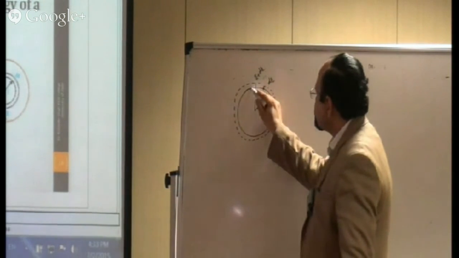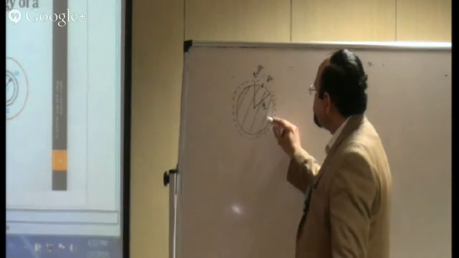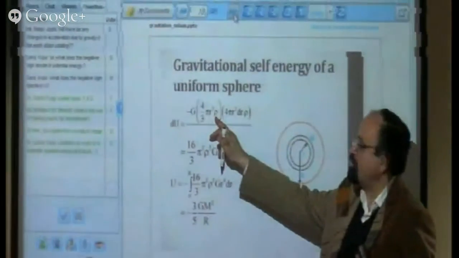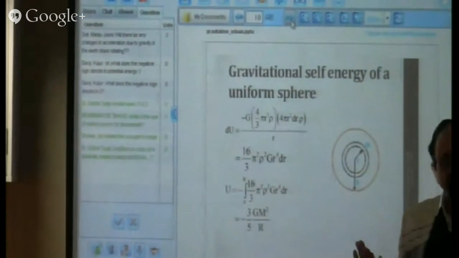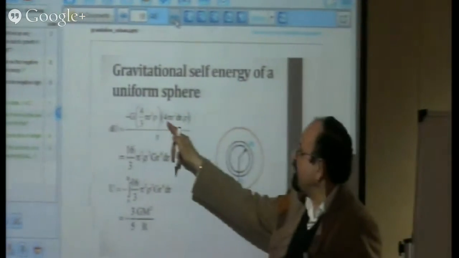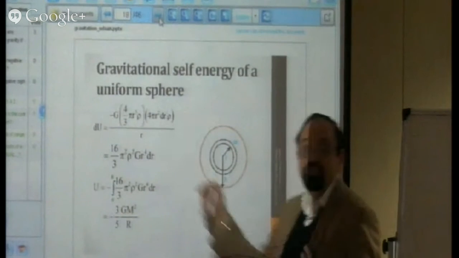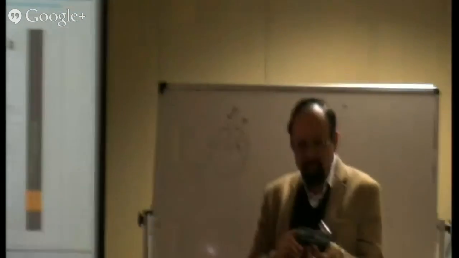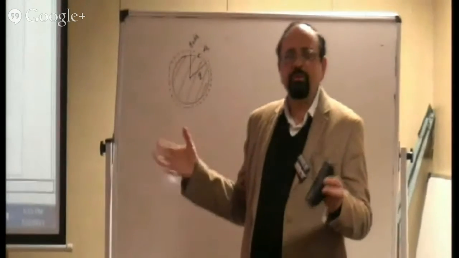What is the mass of this? This is a sphere. 4 by 3 pi r cube, that is the volume, multiplied by density. Agreed? How do I get the mass of this shell of thickness dr? I'm giving you a simple picture. Let's not go into much mathematical complication.